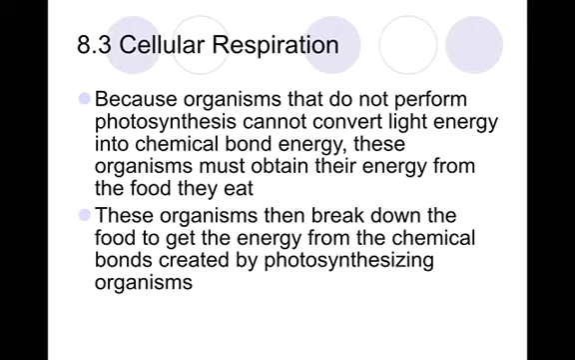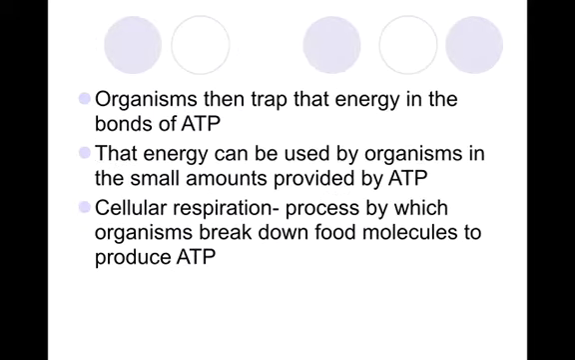So, not all organisms perform photosynthesis. Thus, we have to convert light energy into chemical bond energy. These organisms must obtain their energy from the food they eat. So, we get our energy from the food we eat. We then break down the food to get the energy from that glucose, or the chemical bonds that were created by the photosynthetic organisms. So we are going to break that food down. That process is called cellular respiration.